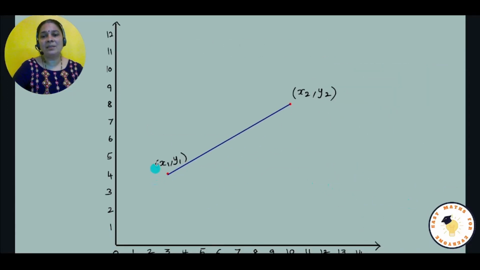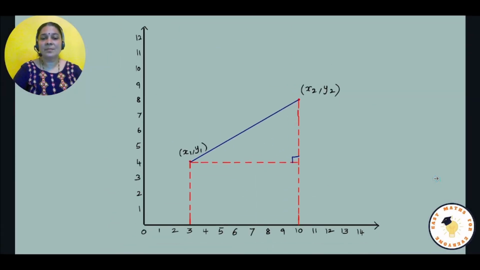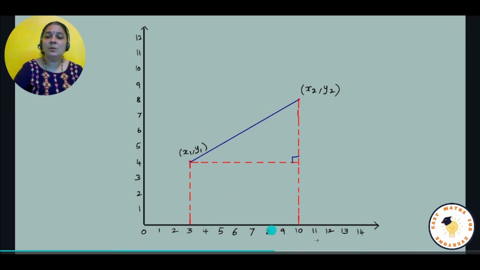Suppose we have 2 points (x1, y1) and (x2, y2) in the coordinate plane and we would like to find the distance between these 2 points. How are we going to do this? In order to find the distance between these 2 points, we may need to do some construction. Let us draw two perpendicular lines from the points (x1, y1) and (x2, y2) to the x-axis, and a horizontal line from (x1, y1) to meet this line over here.